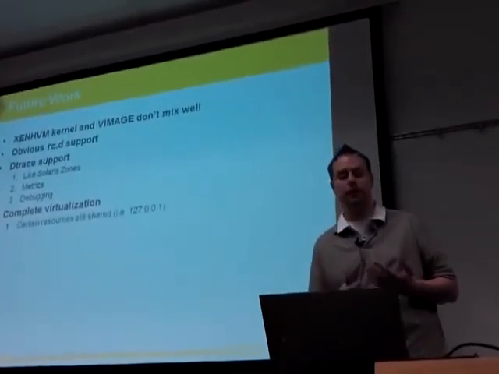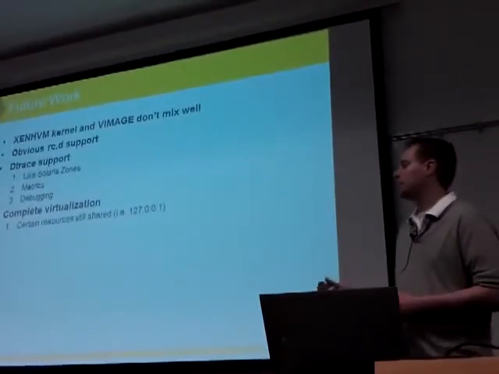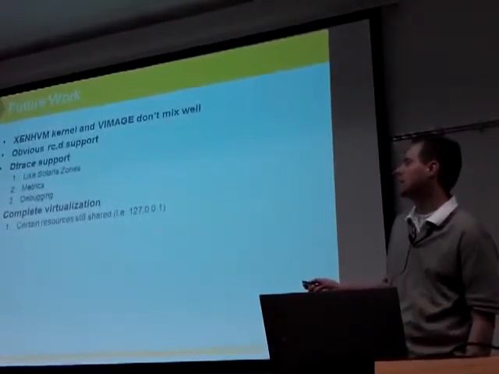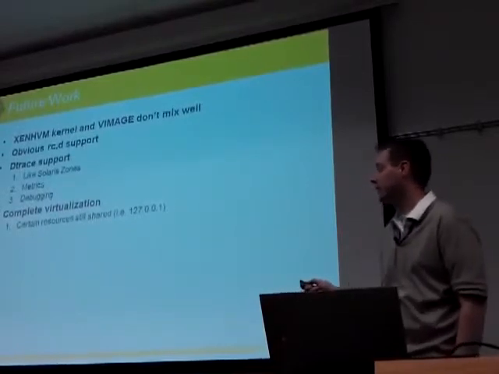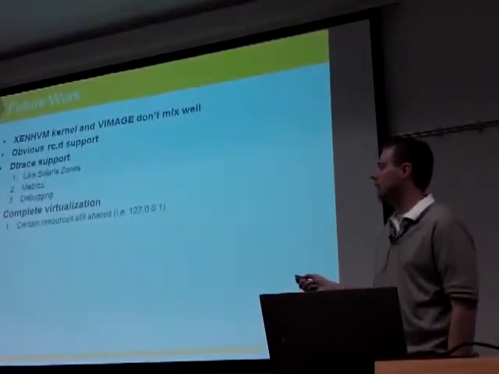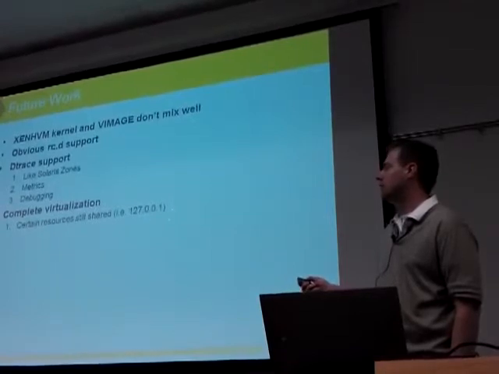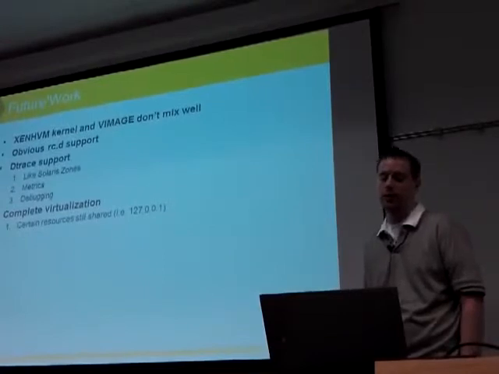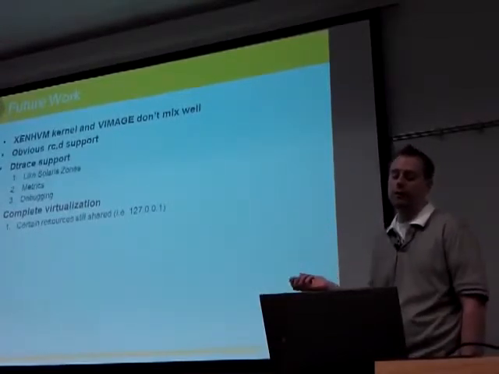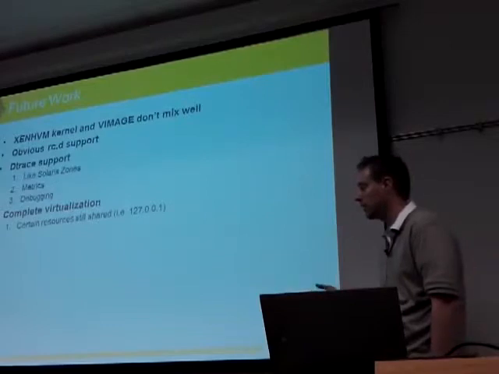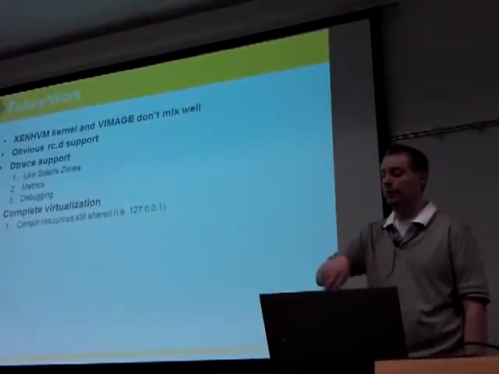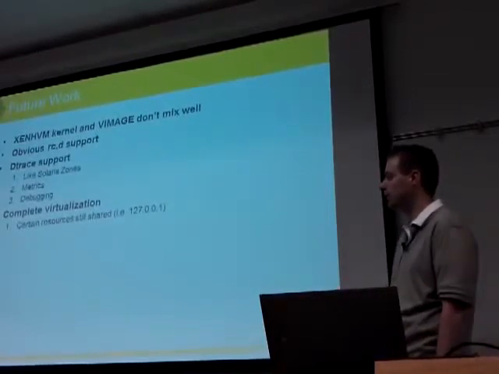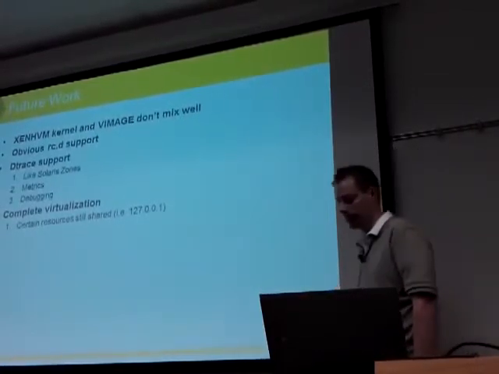Complete virtualization. Some resources are still shared. 127.0.0.1, that IP actually is not shared. I just verified today, actually right before the talk, and I didn't update the slide. Each jail has its own IPs, and it used to be that 127.0.0.1, even inside the jail, still pointed to everything. So it was the host and each jail in the host, and so each jail shared 127.0.0.1. That's no longer the case with VNet.